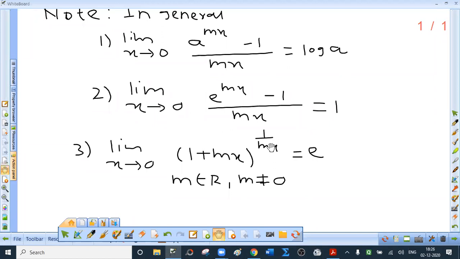Index is the reciprocal of the term added to 1. Index is the reciprocal of the term added to 1.